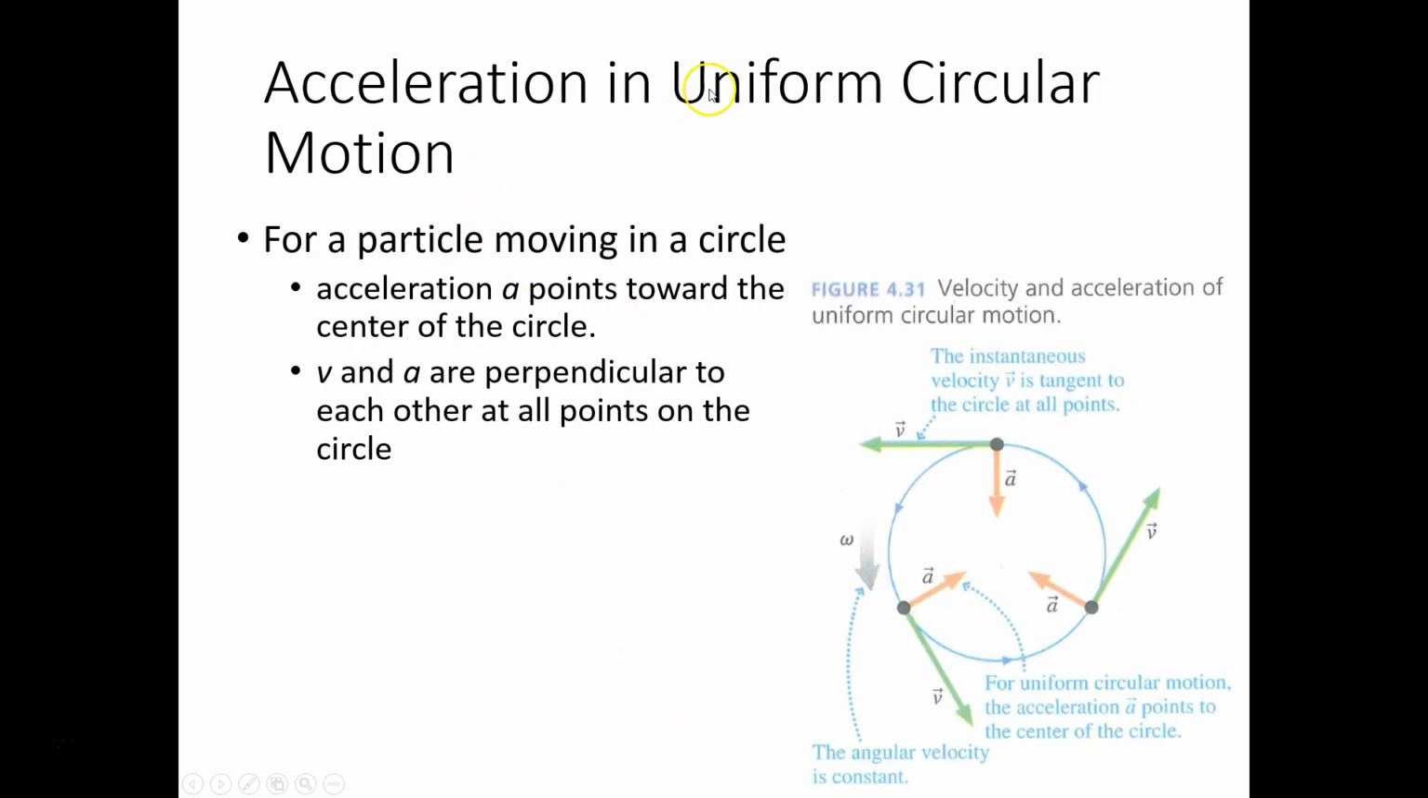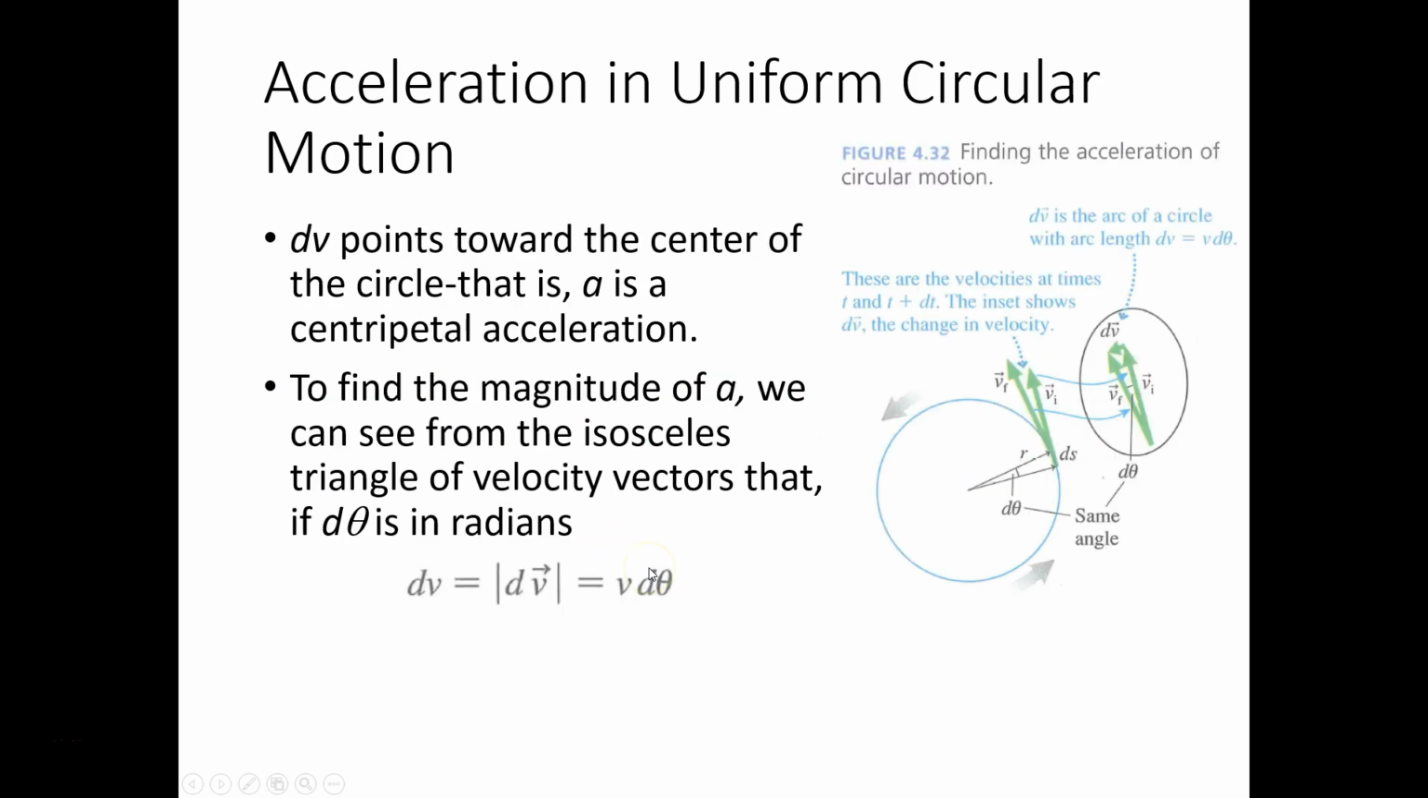The acceleration in uniform circular motion for a particle, if it's moving in a circle, remember the linear acceleration always points toward the center of the circle. So if I'm swirling something over my head, the acceleration is pointing towards me. So V and A are always perpendicular. You'll see that on the circle itself. Now what we're going to do is look, and we see that the change in velocity points towards the center of the circle. So that is the acceleration, that centripetal acceleration is always towards the center.